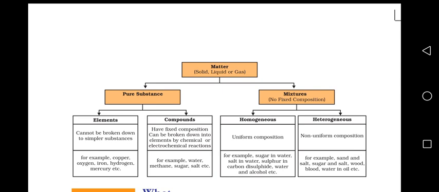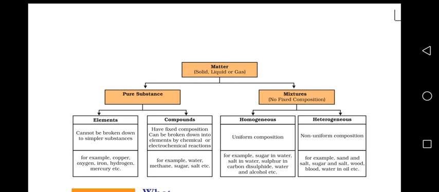Elements cannot be broken into simpler substances. For example, copper, oxygen, iron, hydrogen, mercury. These are all examples of elements. Compounds have fixed composition. They can be broken down into elements by chemical or electrochemical reactions. What are the examples? Water, H2O, methane, CH4, and sugar, salt.